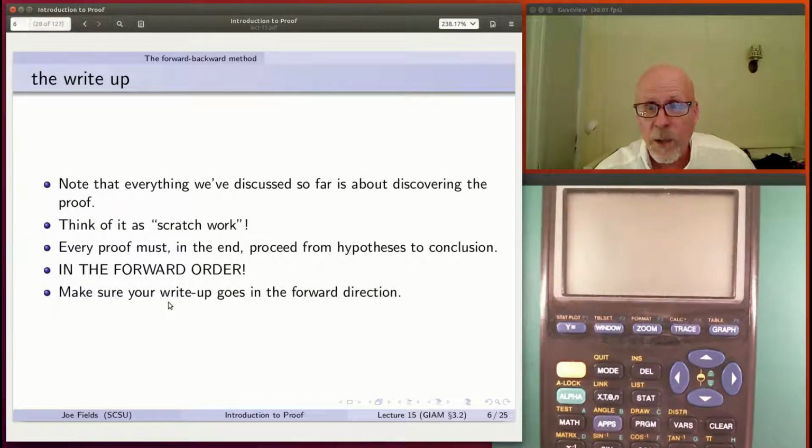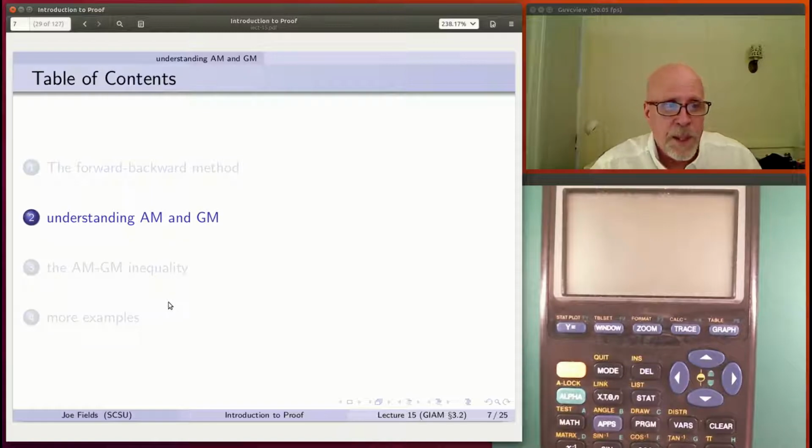So you've got to make sure your write-up goes that way. Just throw away all the scrap work that you did originally to figure out what the proof would be, and then write it down from A to Z, not in reverse. Okay, so let's get moving on this example.